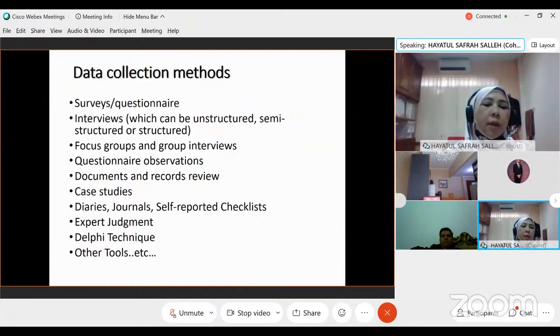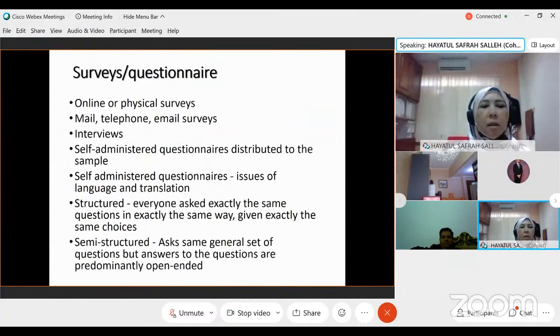And then you can use Delphi techniques and also other techniques that are not listed here, but there are a lot. You can find them by Googling, and also in books, in statistical books. Okay. And then, these are the surveys or questionnaires, which are normally used by researchers.